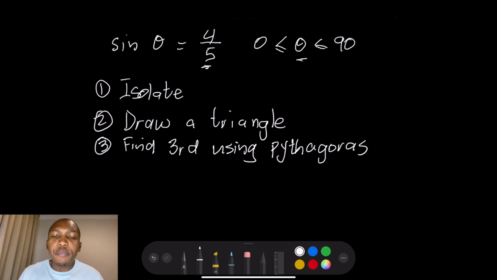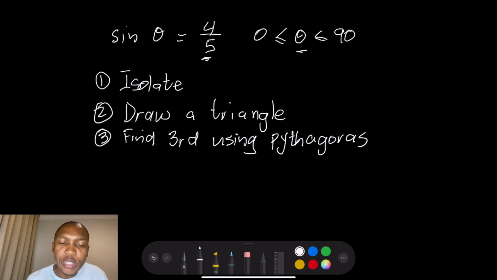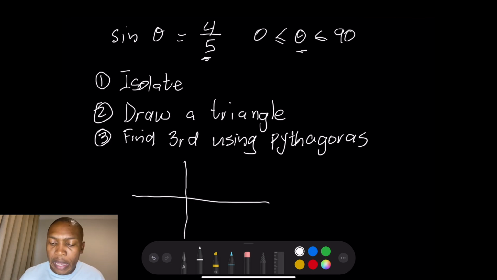Now, what's the first thing that we're going to do? Isolate our trigonometric expression. In this case, already we've got sine of theta is 4/5. So I'm going to draw my Cartesian plane, and I'm going to do this. Where is the sine of theta? Let's draw a CAST diagram.